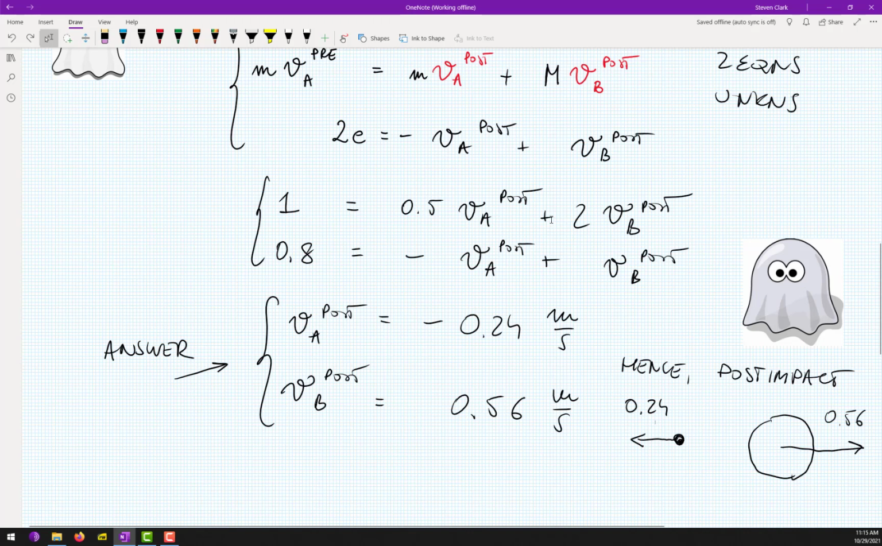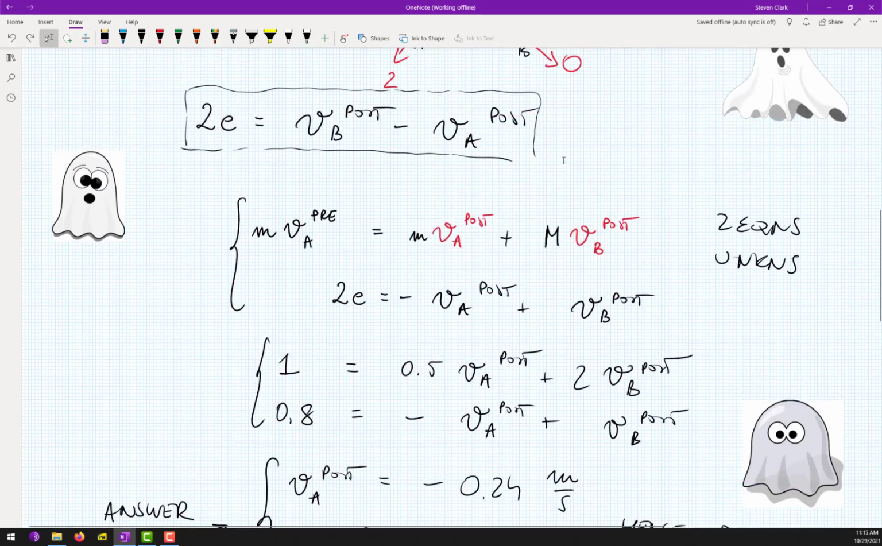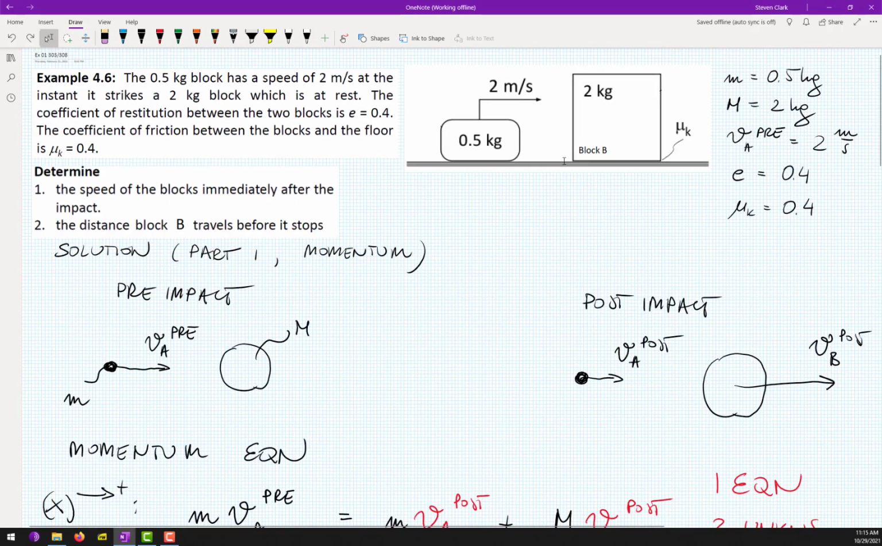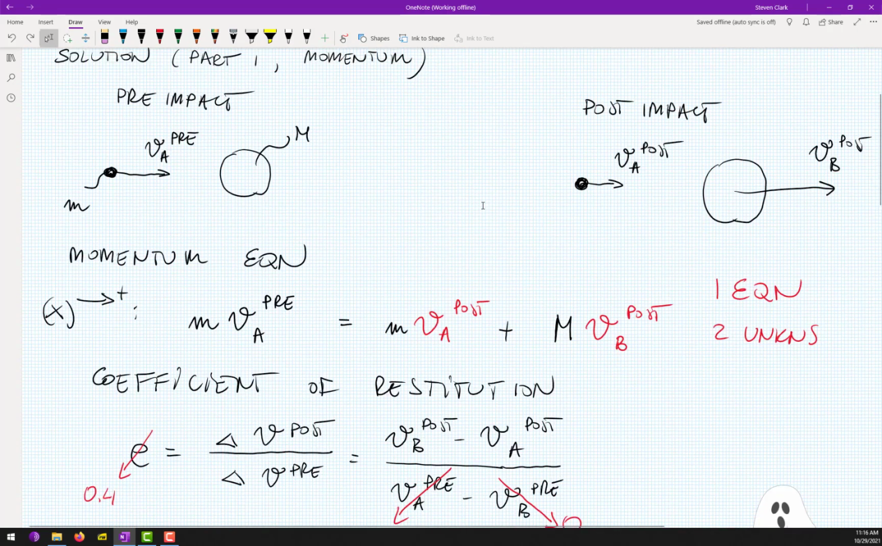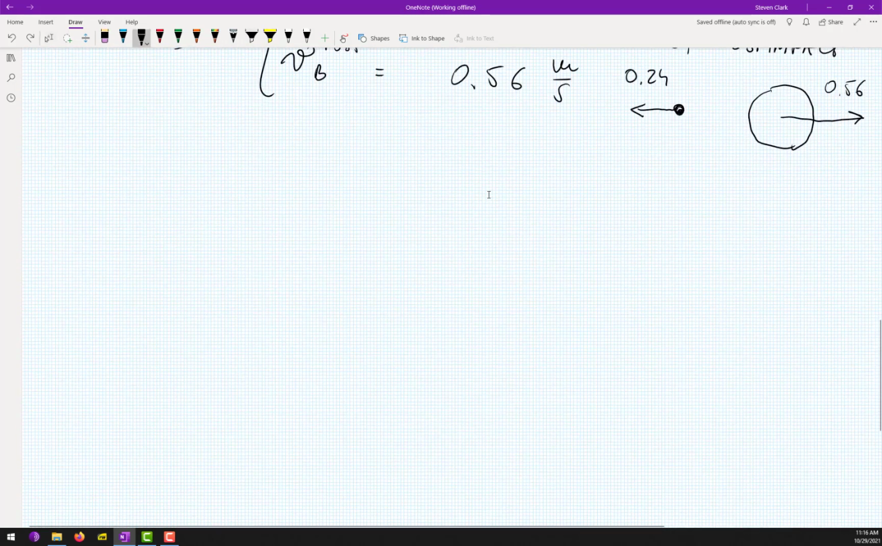Okay, so this is not the end of the problem. This is just the end of part number 1, because they told us that, after the impact, the big guy is going to travel still, and they told us to find how much distance it will cover. Okay, so let's do it very quickly. Part B.